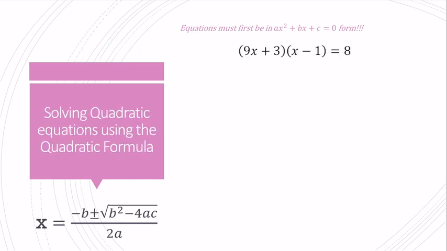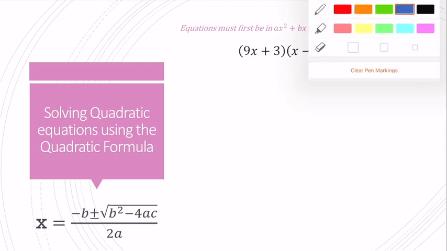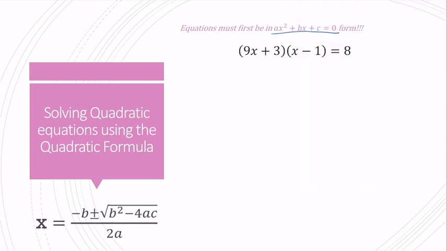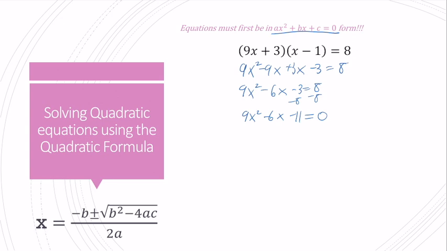Next, I have 9x plus 3 times x minus 1 equals 8. This is going to require a little bit of legwork because I do have to FOIL everything out first and get it set equal to 0. So I have 9x squared minus 9x plus 3x minus 3 is 8. 9x squared minus 6x minus 3 is 8 because I combine like terms, and then I subtract 8 from both sides. So we're going to go ahead and label our ABCs. I've got A is 9, B is negative 6, and C is negative 11.